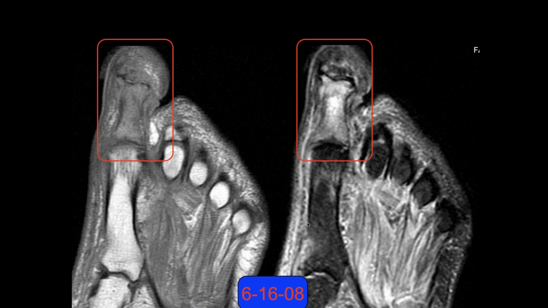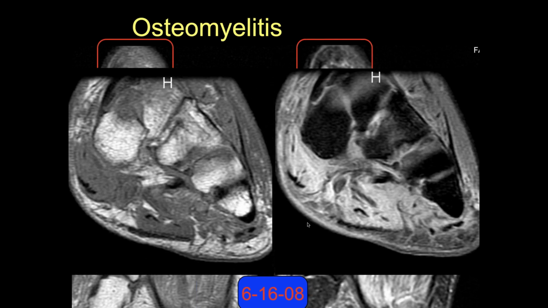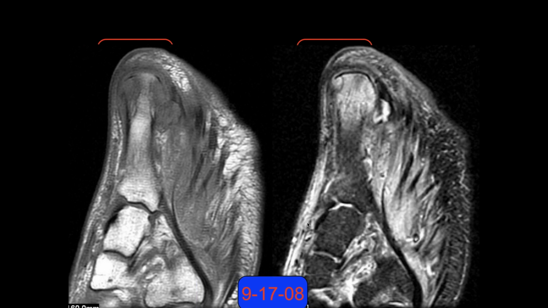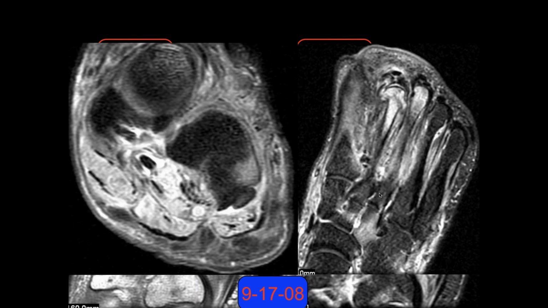Okay. Here's 6/16/08. Patient. Okay. Oh, and then patient. They had an amputation, I'm guessing. Right. And then it recurred. Yeah, and then it recurred and extended and expanded more proximally.